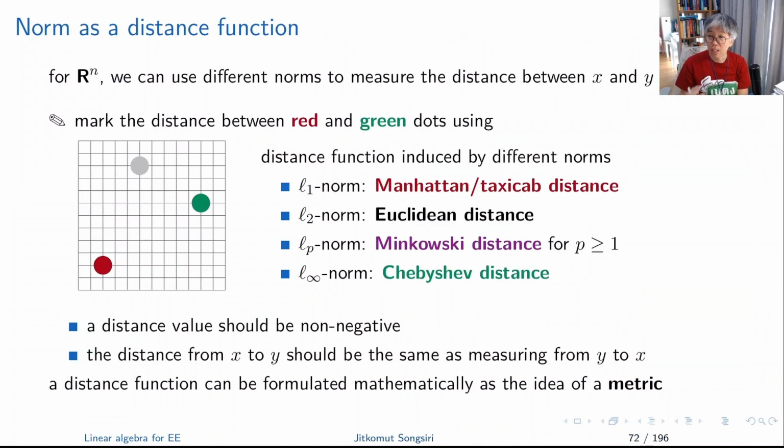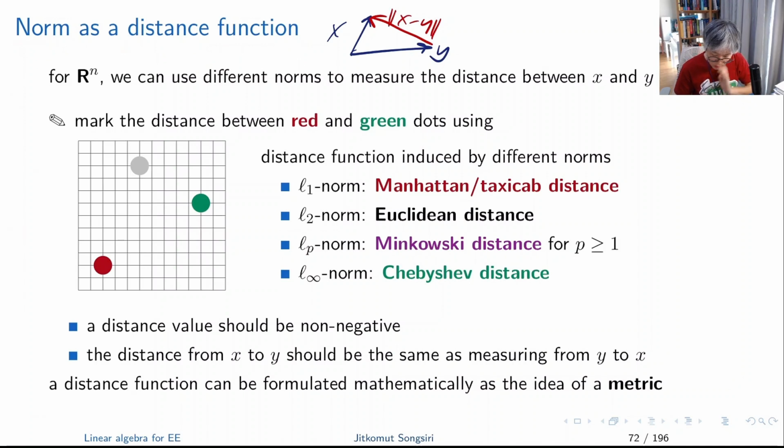What is the advantage of knowing the concept of norm? Okay, if you have a vector x and a vector y, we know that this is going to be the vector x minus y. So if we use the concept of norm to capture the size of this vector x minus y, we basically measure a distance between a vector x and a vector y, or basically the distance between 2 points in Rn. So that's why the concept of norm also implies a concept of distance. We can use norm as a distance function.